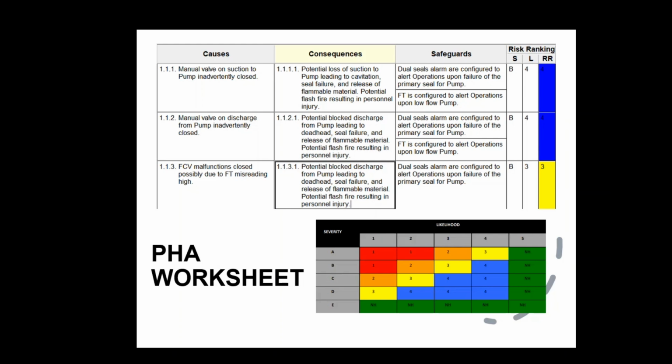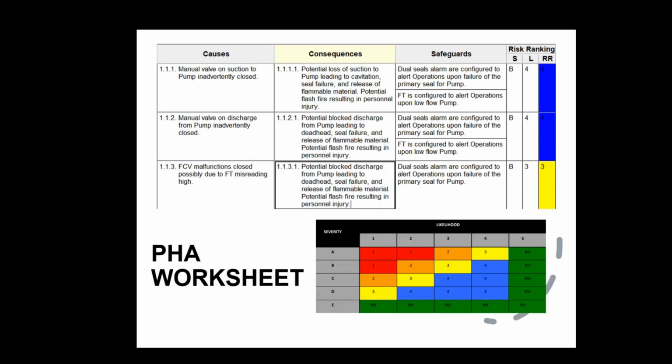So with these safeguards, the team ranked the likelihood of this scenario to be a 4, which would be highly unlikely. If we take a look at our risk matrix down below, we will see that a severity of B and a likelihood of 4 would give a risk ranking of 4, which can be seen in blue there. This would mean that we are safe currently as is.